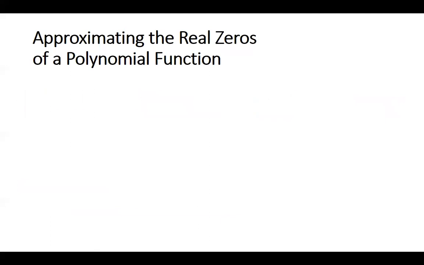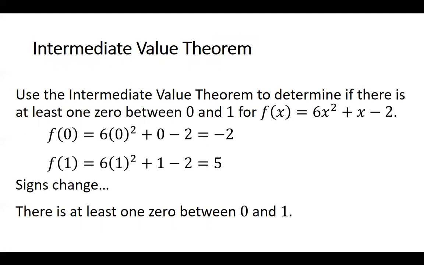Approximating the real zeros of a polynomial function. Okay, so what if we're looking at that and we say, okay, there is a 0 there. Where is it located? Like we look at this one and go, well, a sign changed. So there's a 0 between 0 and 1. Well, how can I approximate that 0? How can I find that 0?